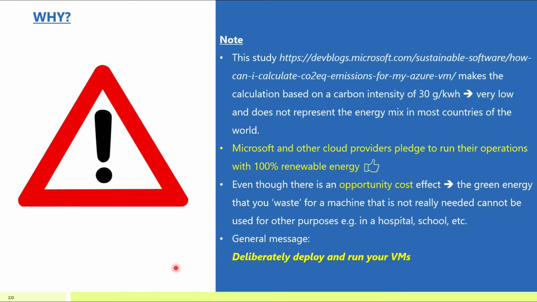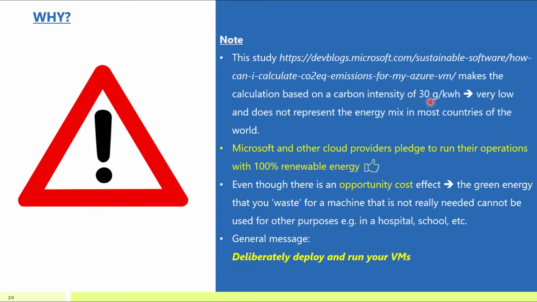Well, you might say, hey, Ludwig, don't forget, if you take a look at the study, then they come up with a different CO2 emission. Why? Because the study calculates with 30 grams of CO2 emissions per kilowatt hour. That's a very low number compared to the more than 300 grams that I used. And why is that? Well, because they assume the energy mix of Norway, if I'm not wrong, that has a very green electricity production.